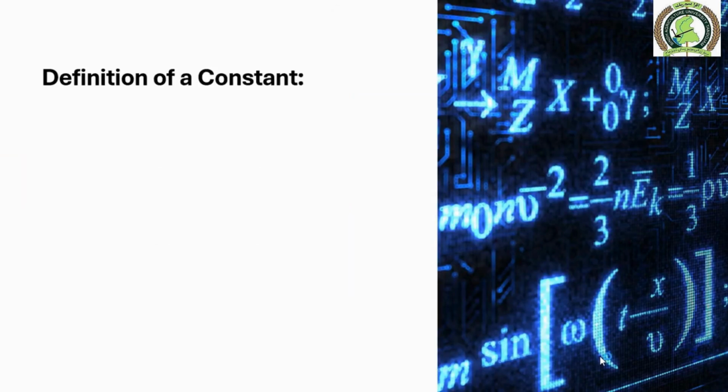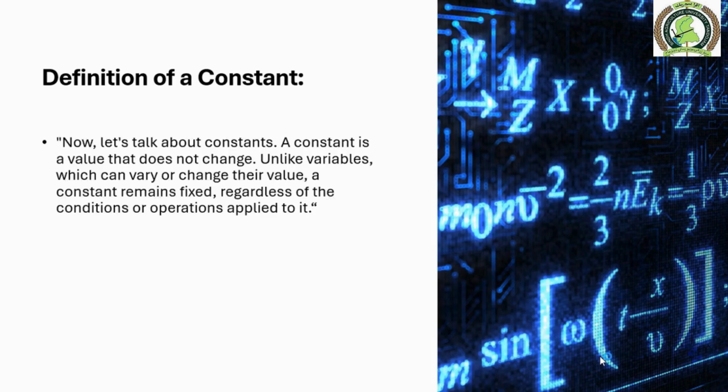Definition of a constant. Let's start with constant. A constant is a value that does not change. Unlike variables, which can vary and change their value, a constant remains fixed regardless of the conditions or operations applied to it.